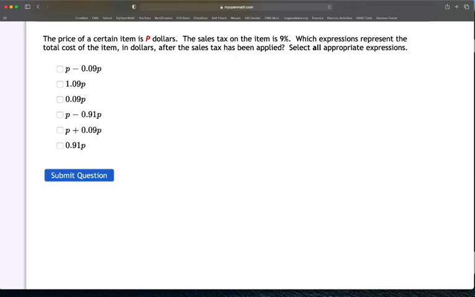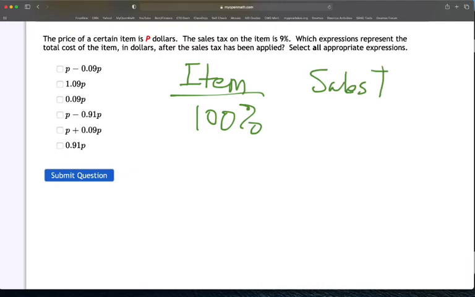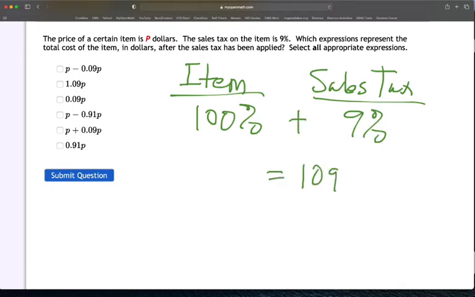The price of a certain item is P dollars. The sales tax on the item is 9%. Which expressions represent the total cost of the item in dollars after the sales tax has been applied? Select all expressions. So if we say that the item, or whatever it is that you buy, is 100%, well, no matter what that amount is, we have to add on to that the sales tax. And that happens to be 9%. So altogether, that would be 109%.